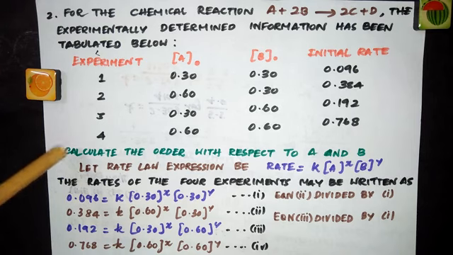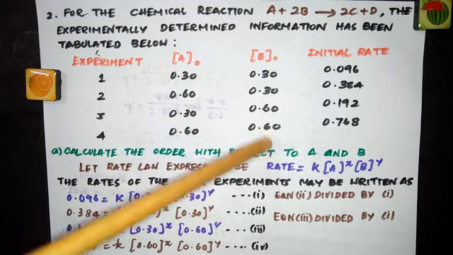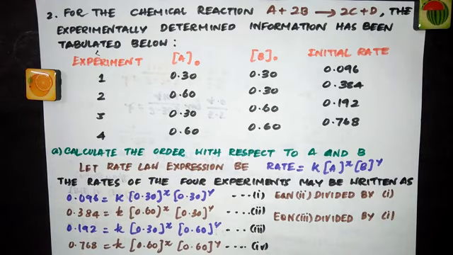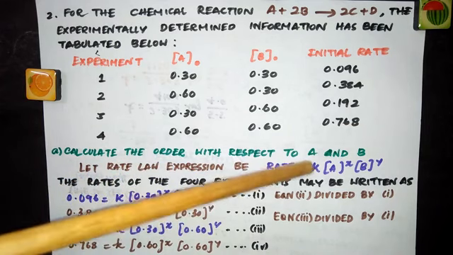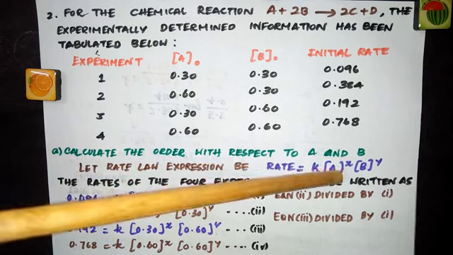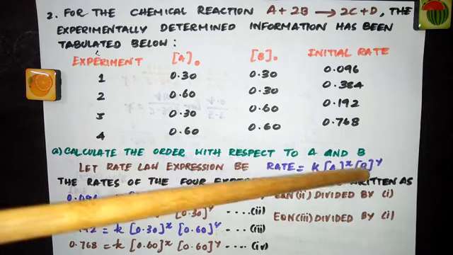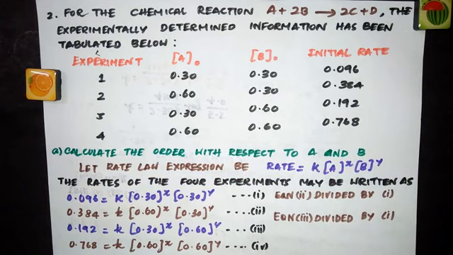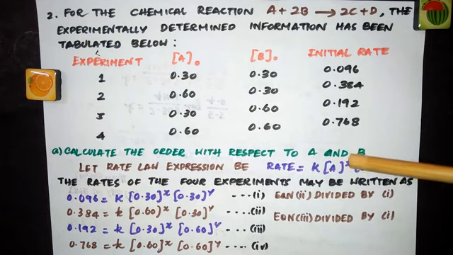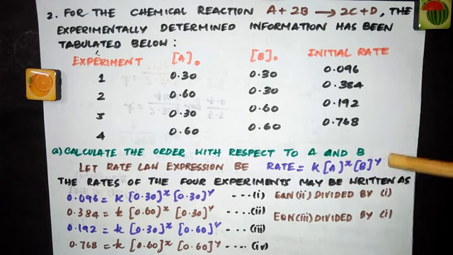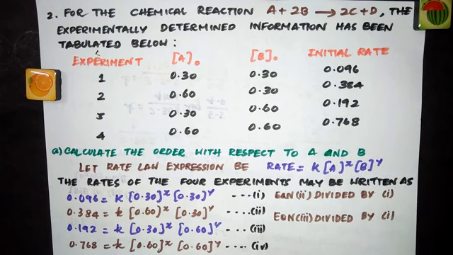So the first question, calculate the order with respect to A and B. So first we have to write the rate law. Let us consider the rate law expression to be rate is equal to rate constant into A to the power x, B to the power y, because we don't know the order. So we are taking it to be x and y, x with respect to A and y with respect to B. So we are formulating a rate law expression.